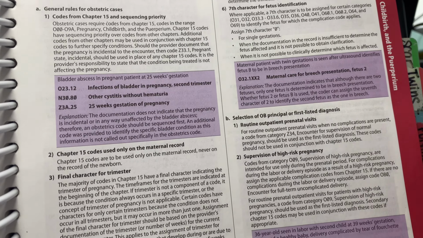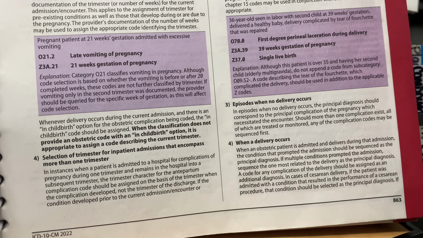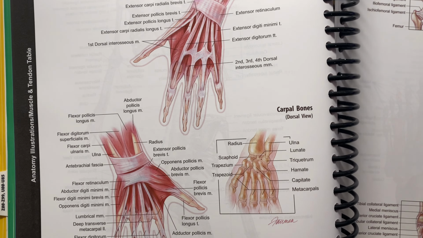And one last tip, if you guys have Amazon Kindle Unlimited, you can go on there and search for medical terminology and anatomy for coding and get a bunch of stuff for free.